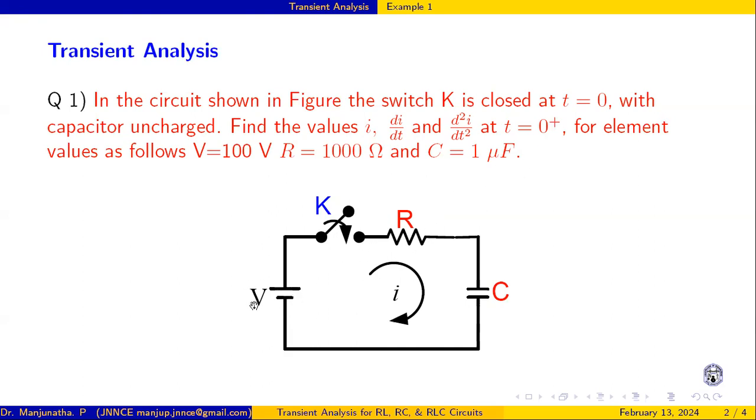And what are the values? V is 100 volts, R is 1 kilo ohm and C is 1 micro farad. So we'll see how to solve this.